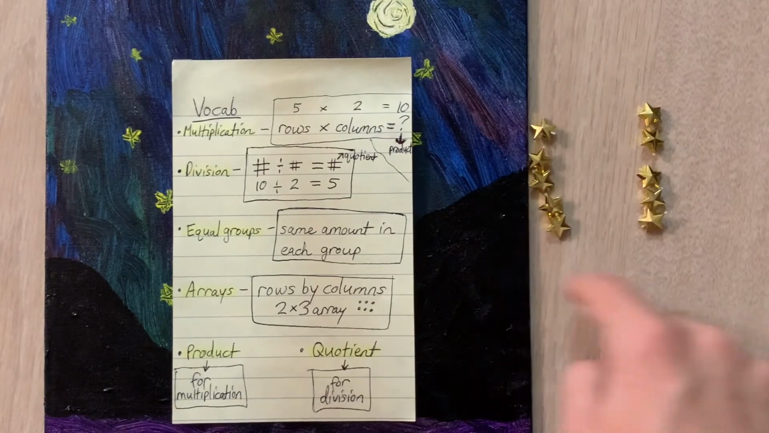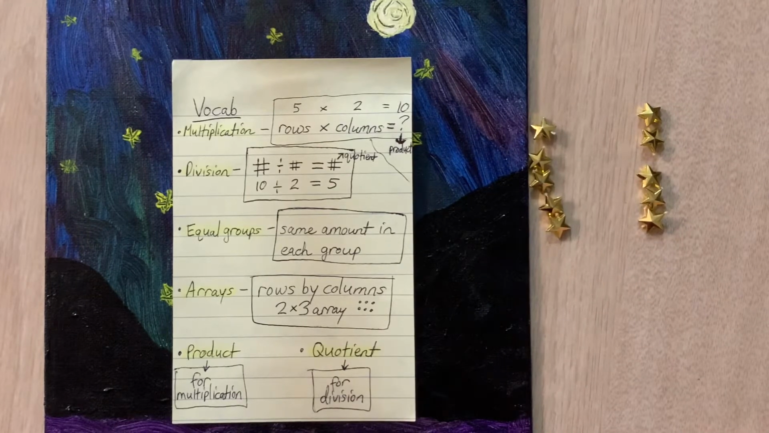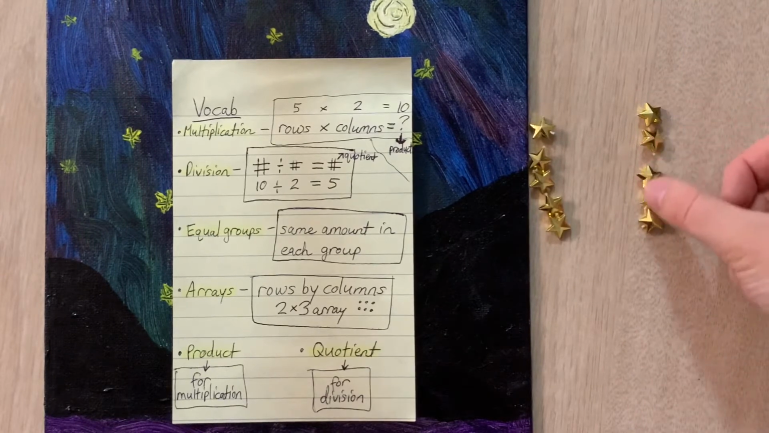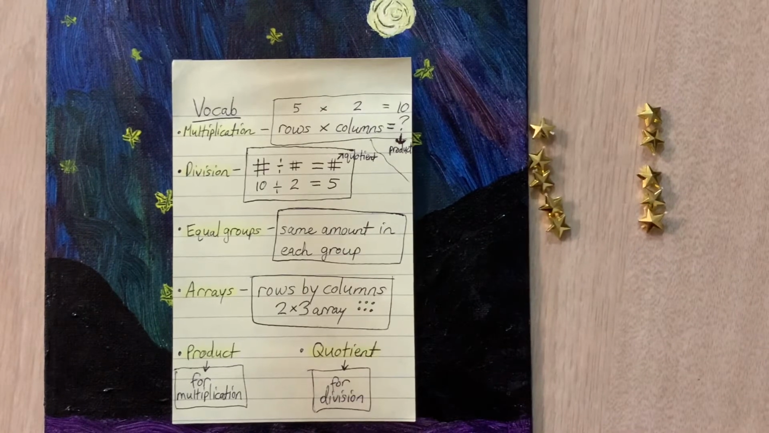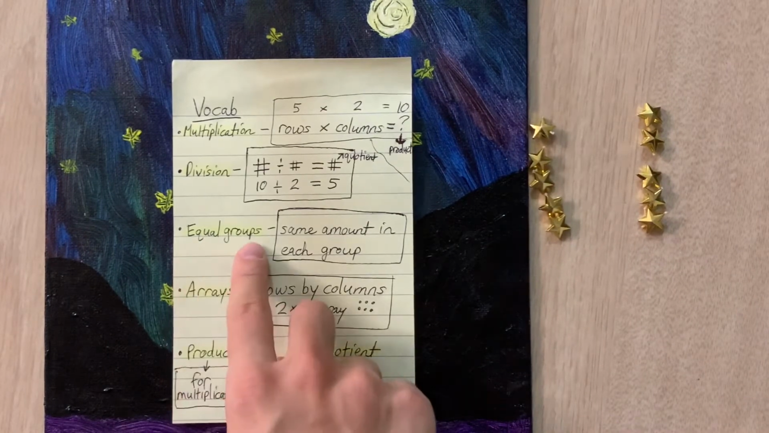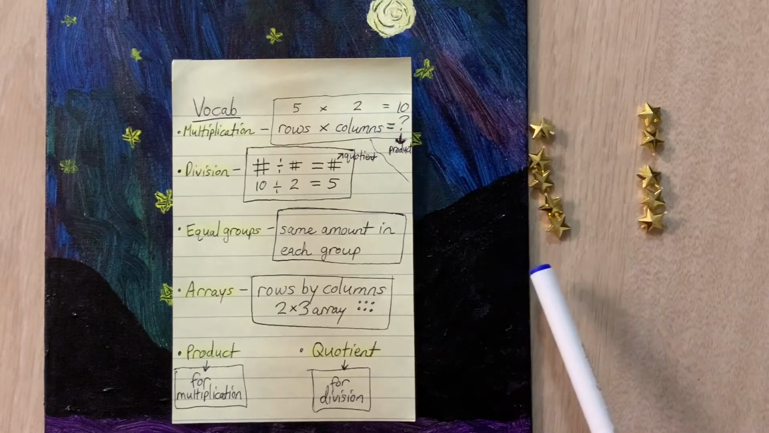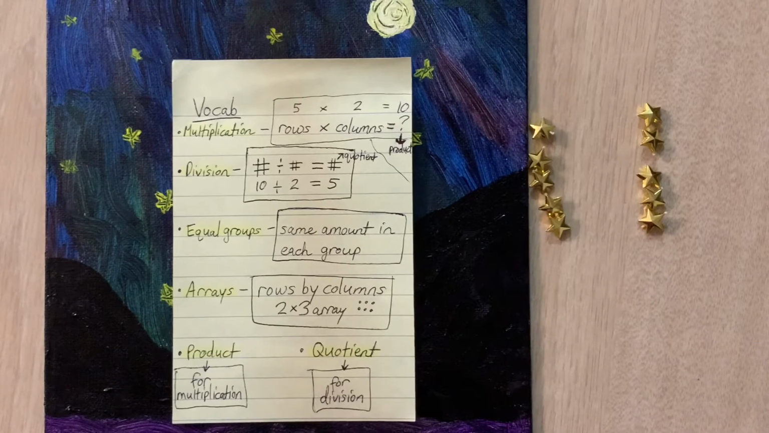So if I had 10 stars total and divided them into 2 groups, then the number of stars in each group would be 1, 2, 3, 4, 5 in my first group, and 1, 2, 3, 4, 5 in my second group. Notice that both groups have 5 stars, and this leads right into our next vocabulary word, equal groups. Equal groups is when there's the same amount in each group. So if one group has 5 stars, that means that the other group also needs to have 5 stars. That's what equal groups are. So these 2 groups are equal groups.